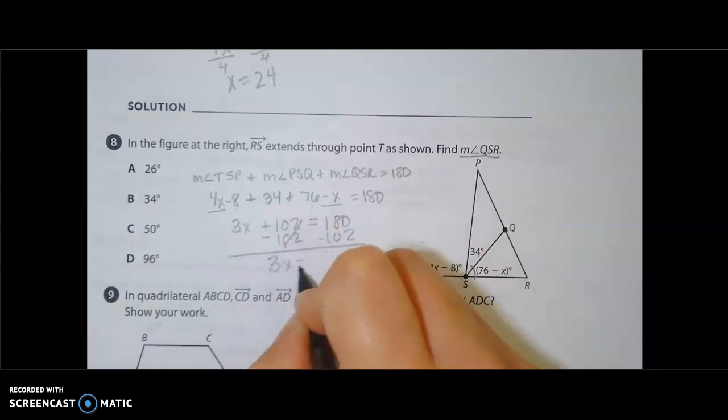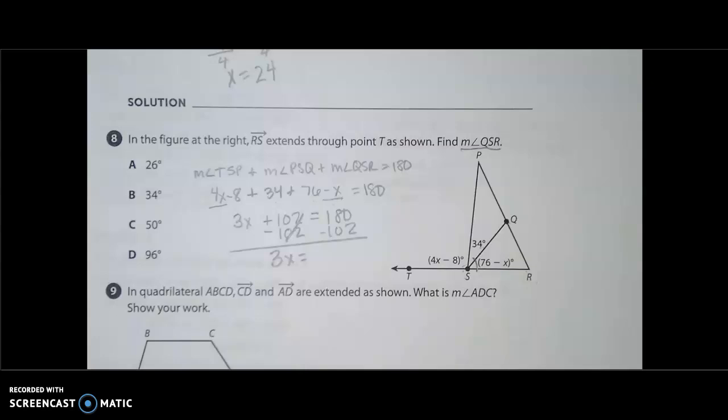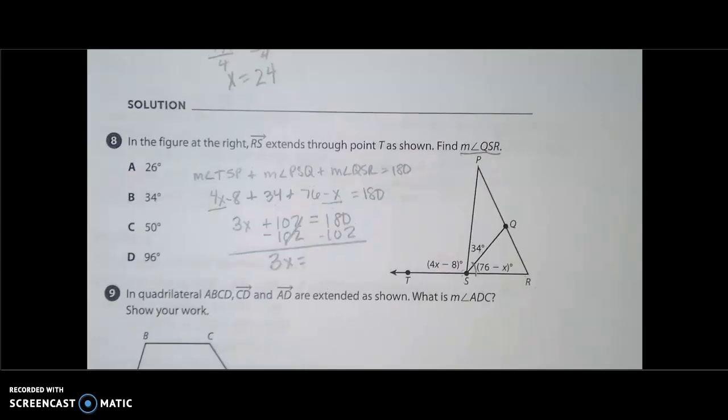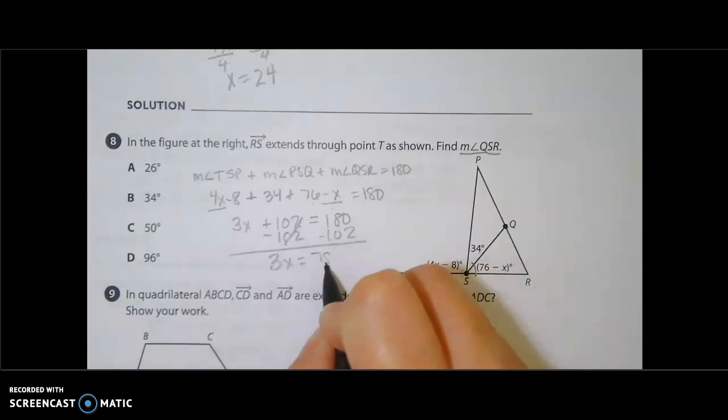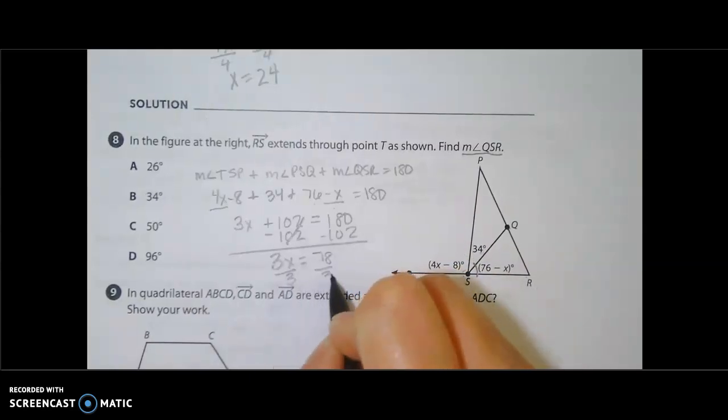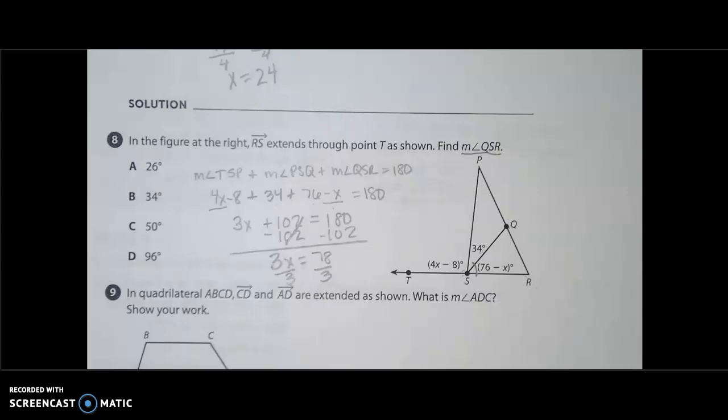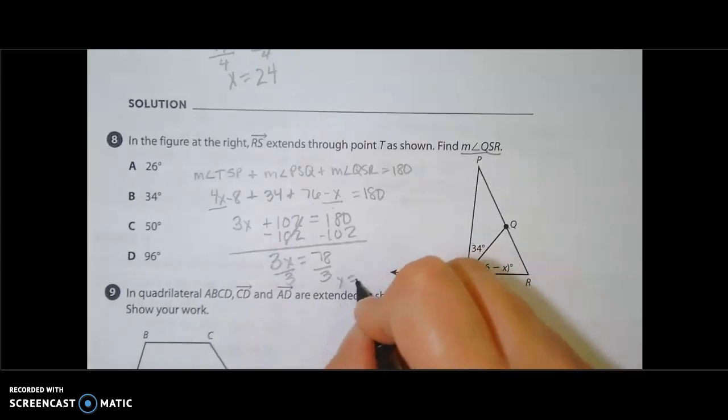So now 3x equals, oh my goodness, it was not wanting to type in the way it was supposed to type in. There we go. Equals 78. Divide both sides by 3. And we end up with the fact that x is 26.